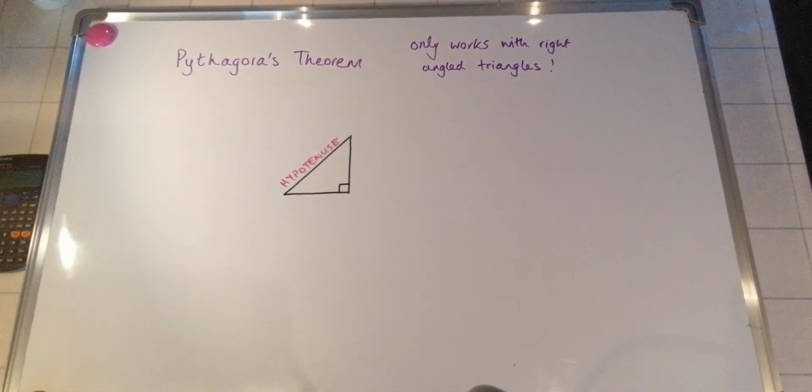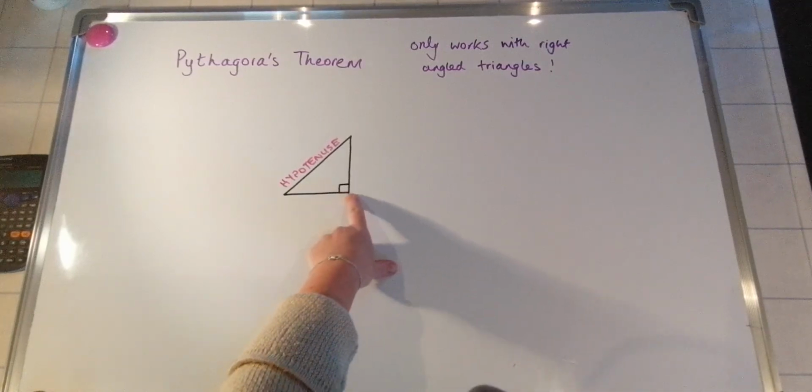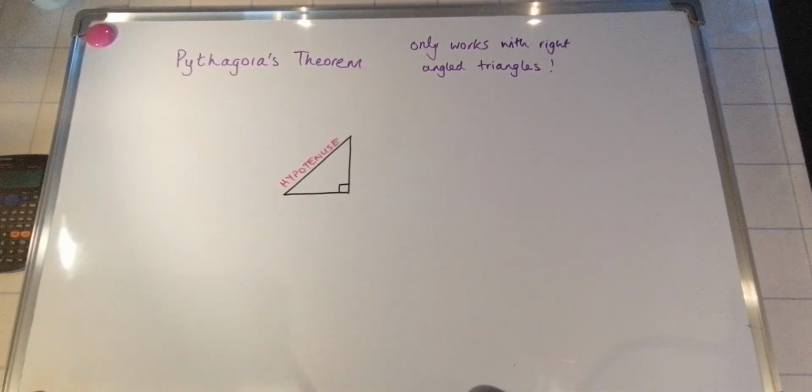This is a wee video now on Pythagoras' theorem. One thing to note is that it only works with right angle triangles. So I've got one drawn on there. You'll notice a wee right angle in the triangle as well because it's got that wee square down in the corner of it, your wee 90 degrees.